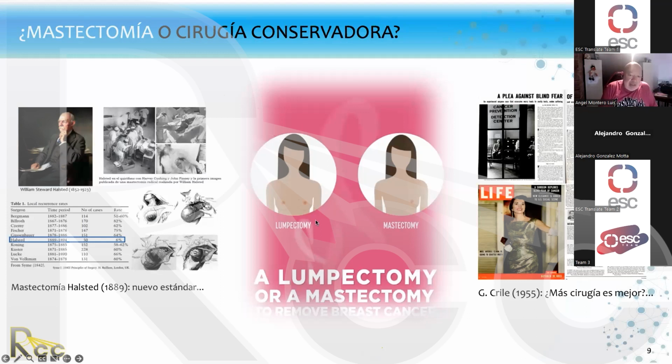This has been a great debate for many years. Mastectomy as we understand it today starts with the works of William Halsted at the end of the 19th century, when he started publishing in 1904 that his rates of relapse were much lower compared to all of his colleagues, and he established how we should do a mastectomy. That was the gold standard of surgery. Nevertheless, in the 50s, someone proposed whether it was really necessary to do such a broad surgery, or if we could do a smaller surgery with less mutilation for women.